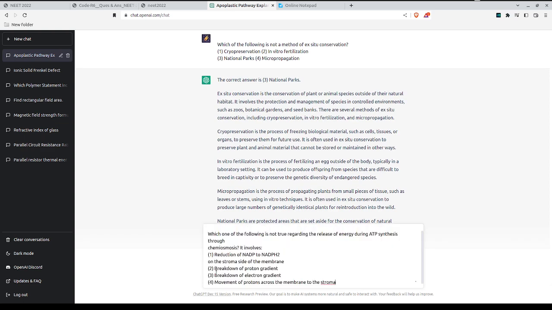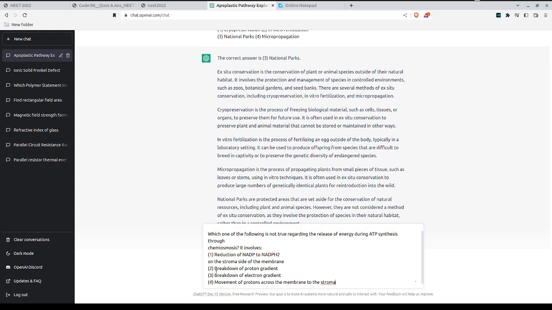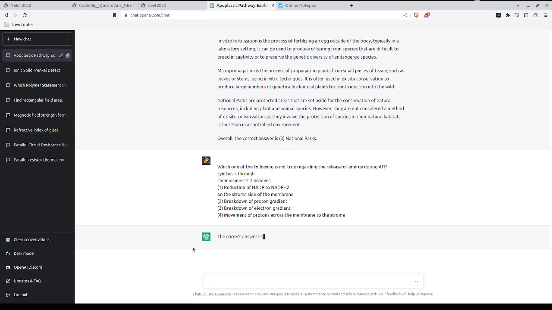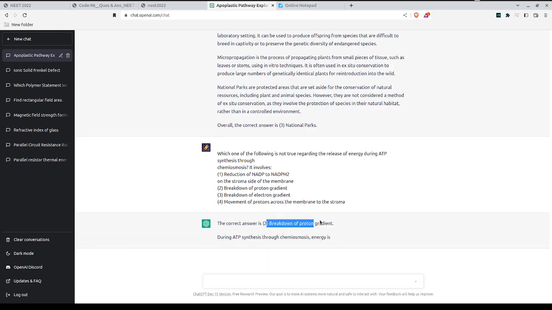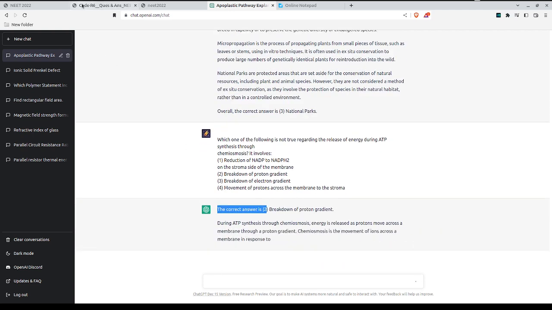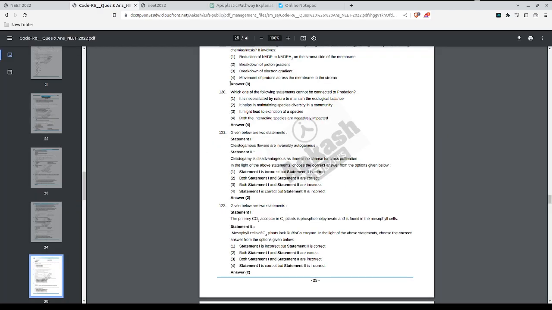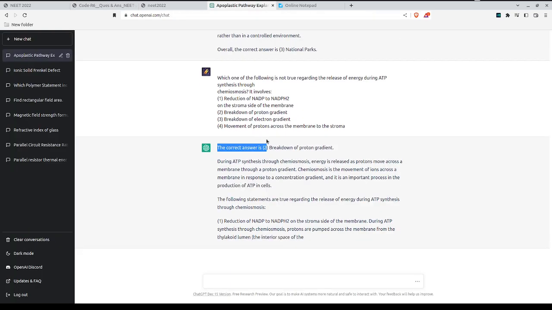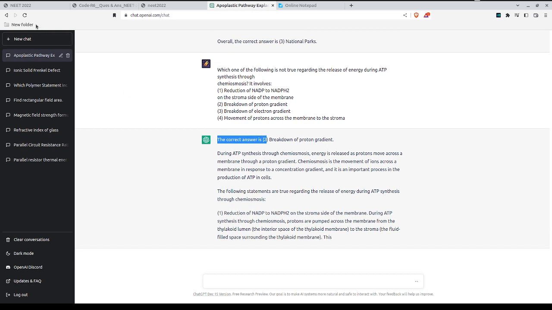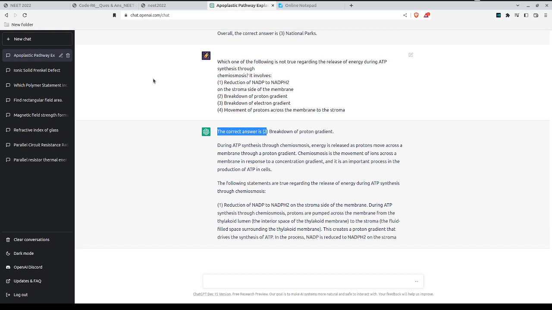Which one of the following is not true regarding the release of energy during ATP synthesis through chemiosmosis? It involves 1. Reduction of NADP to NADPH2 on the stroma side of the membrane, 2. Breakdown of proton gradient, 3. Breakdown of electron gradient, 4. Movement of protons across the membrane to the stroma.